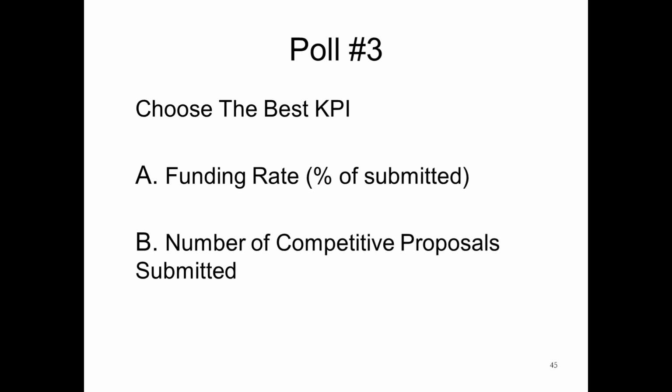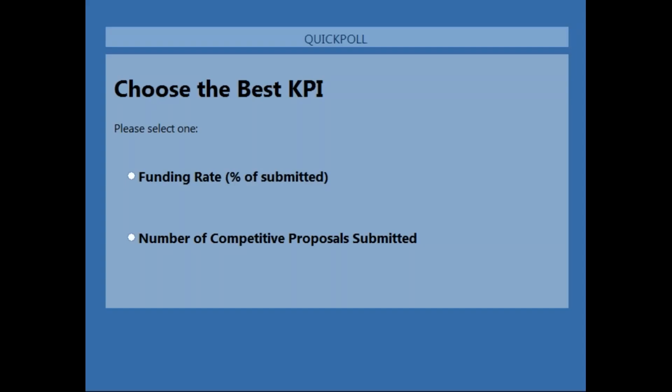Oh, time for a poll. As we get into KPIs, I want to ask you a question. I haven't launched the poll yet, so I want you to think a bit here. What do you think is the better of these key performance indicators? Let's say we're in the grants world. Would we measure a funding rate, that's the percent of submitted, or number of competitive proposals submitted? I'm going to put on my thinking cap here. Let's go ahead and launch this poll and see what you think.